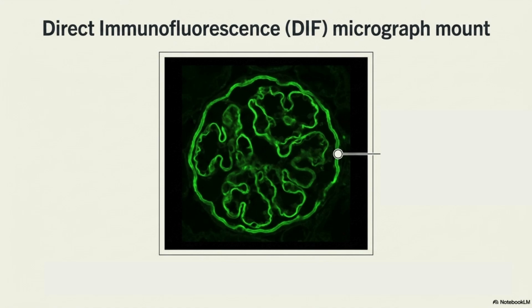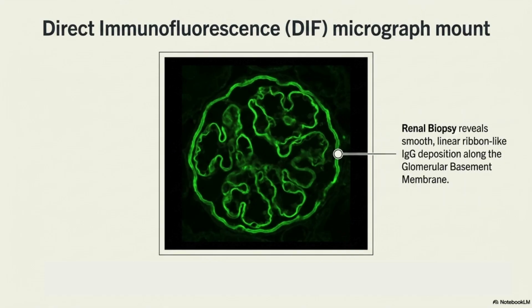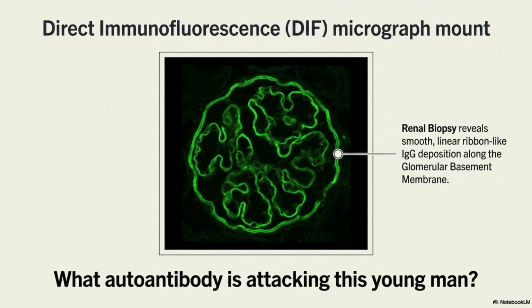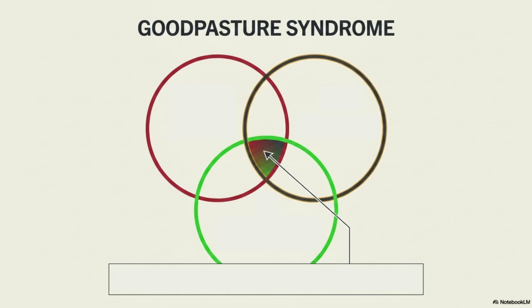When we perform a biopsy to investigate, we use a direct immunofluorescence, or DIF, micrograph mount. This renal biopsy reveals smooth, linear, ribbon-like IgG deposition all along the glomerular basement membrane. So the key question for us to answer is, what autoantibody is attacking this young man? The answer is Goodpasture syndrome.